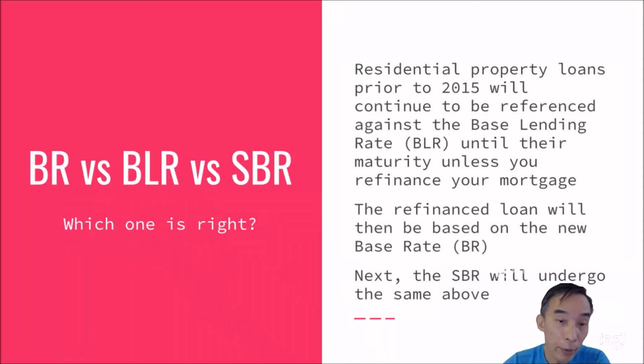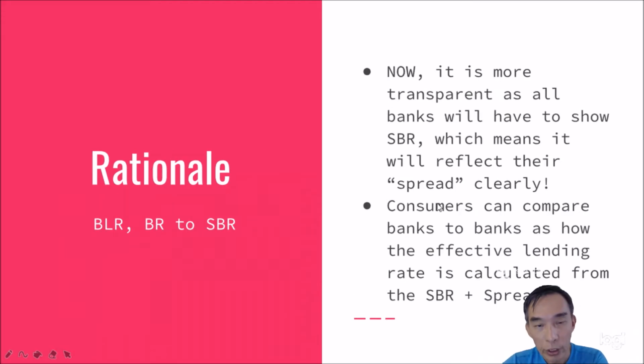So BLR versus SBR, which one is the right one? So residential property, as I said, prior to 2015 is BLR. After that is BR, and the next one will be SBR. The rationale for that is that now we want to make sure all the banks are using the same SBR, so we will tell what the spread is. So we will be able to tell, comparing bank to bank.